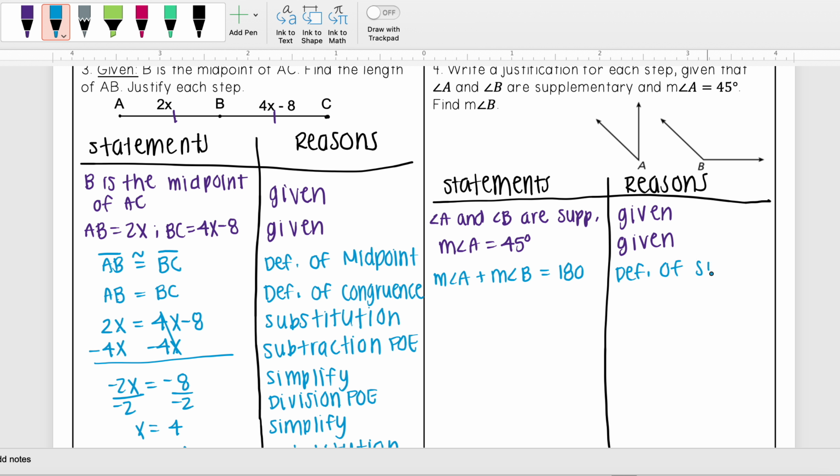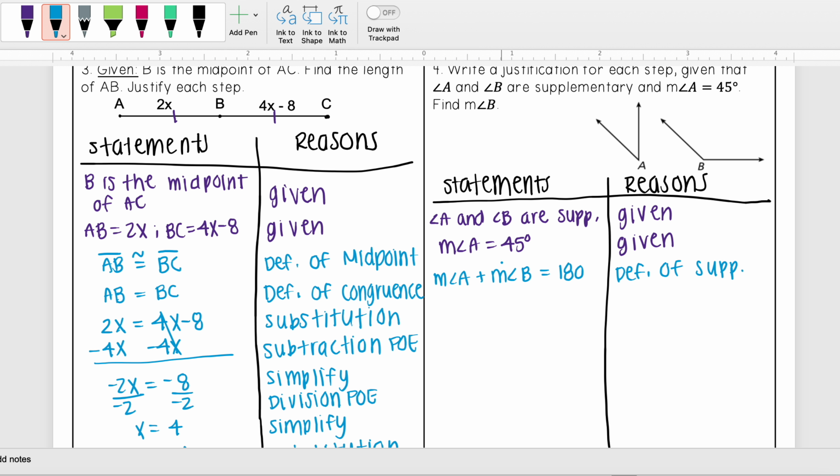So you'll notice that for a lot of these, we're just using definitions. So here I have my given that's supplementary. Usually the very next step, you're going to use the definition of supplementary. Here I had B as the midpoint. My very next step after the given information was definition of midpoint. That's going to be a really common thing that we see in all of the proofs that we do.